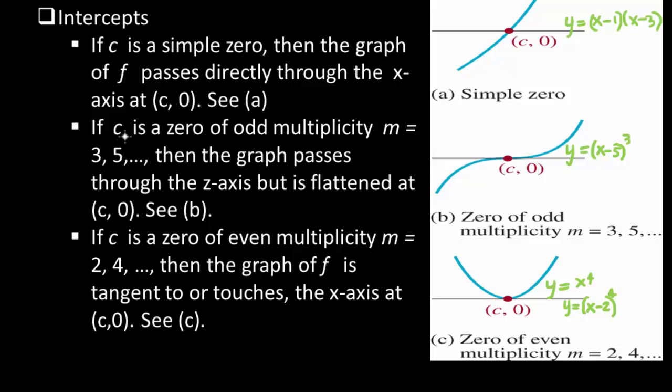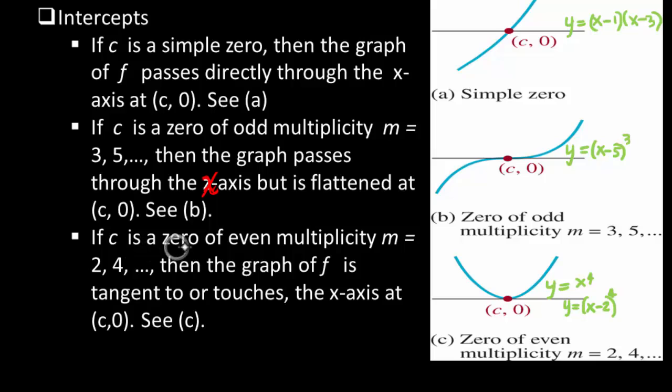x-axis. Now, if we have c, it's a 0, but it has odd multiplicity. Let's say x minus 5, so 5 is the number right here, (5, 0), okay? And it has an odd multiplicity, 3, 5, 7, etc. Then what happens is the graph crosses through the x-axis. The graph passes through the x-axis but is flattened at the intercept right there. So instead of just crossing it that way, it eases and flattens out and then goes up there.